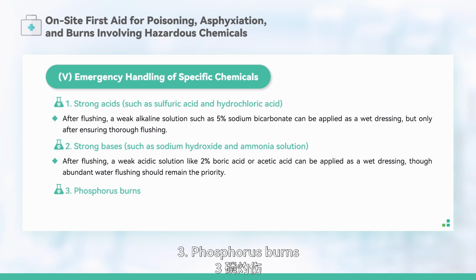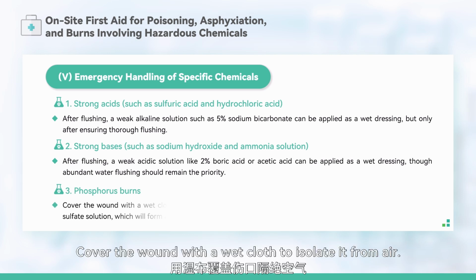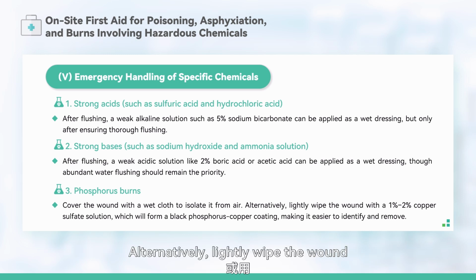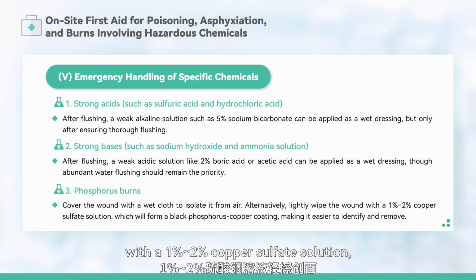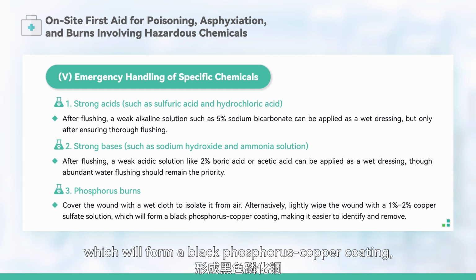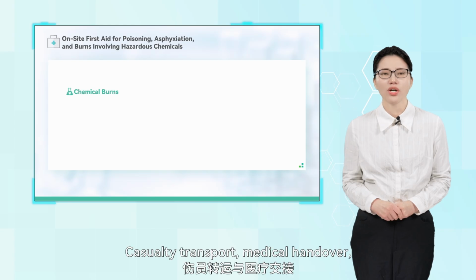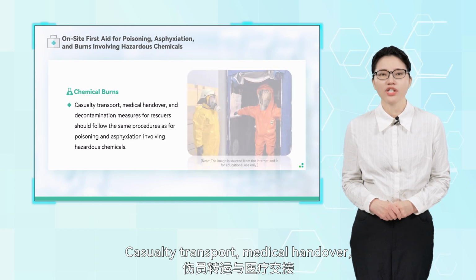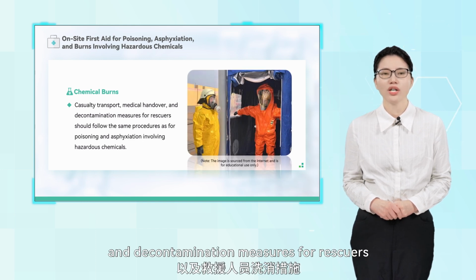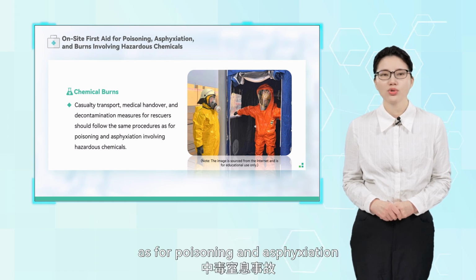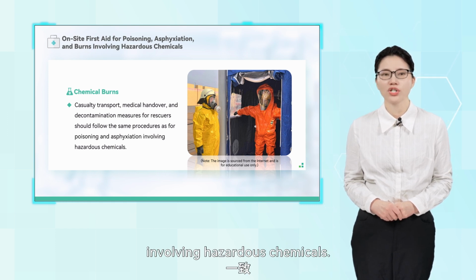3. Phosphorus burns. Cover the wound with a wet cloth to isolate it from air. Alternatively, lightly wipe the wound with a 1% to 2% copper sulfate solution, which will form a black phosphorus copper coating, making it easier to identify and remove. Casualty transport, medical handover, and decontamination measures for rescuers should follow the same procedures as for poisoning and asphyxiation involving hazardous chemicals.